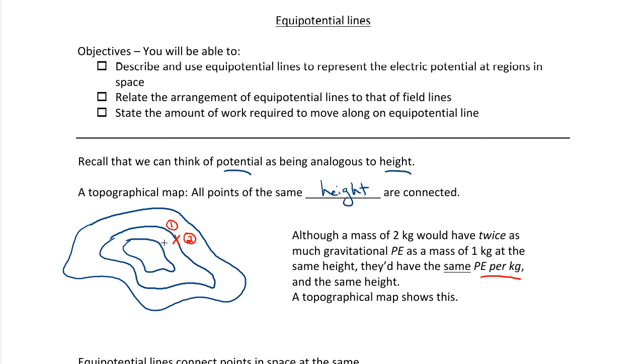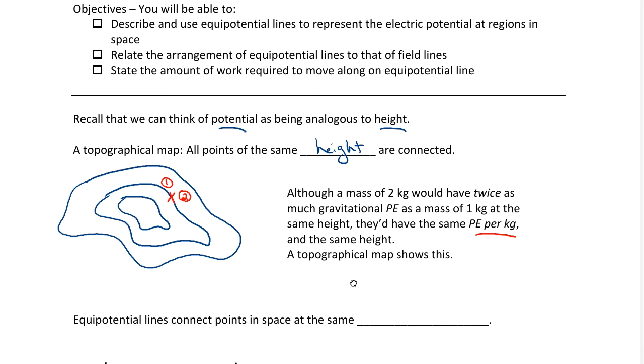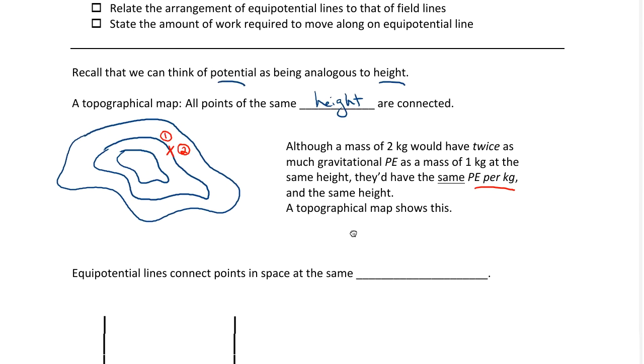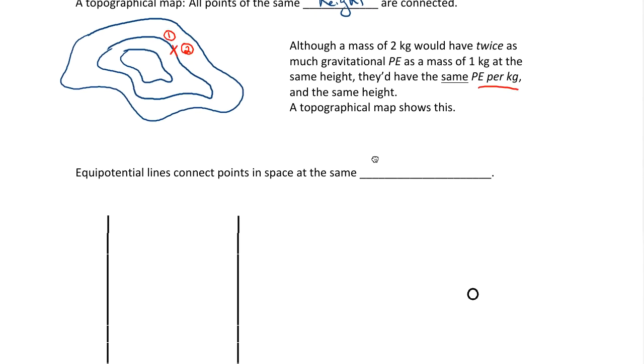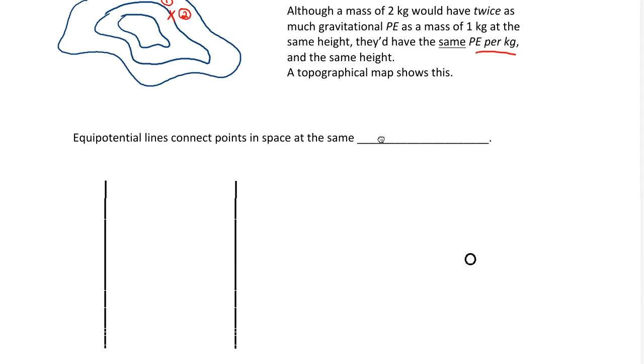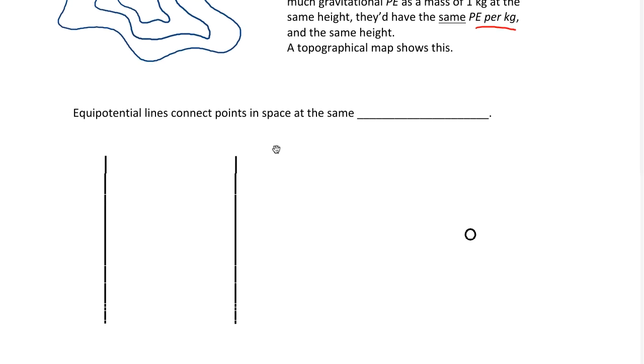So if you think about it that way, the heights shown on this contour map are expressing potential energy per kilogram. And remember that potential is equal to potential energy per unit charge, or per coulomb, and that potential and height are analogous to each other. So we can do the same kind of thing with potential. We can draw these kinds of topographical maps. So equipotential lines connect points in space at the same potential. Let me show you a couple of examples of what I mean.